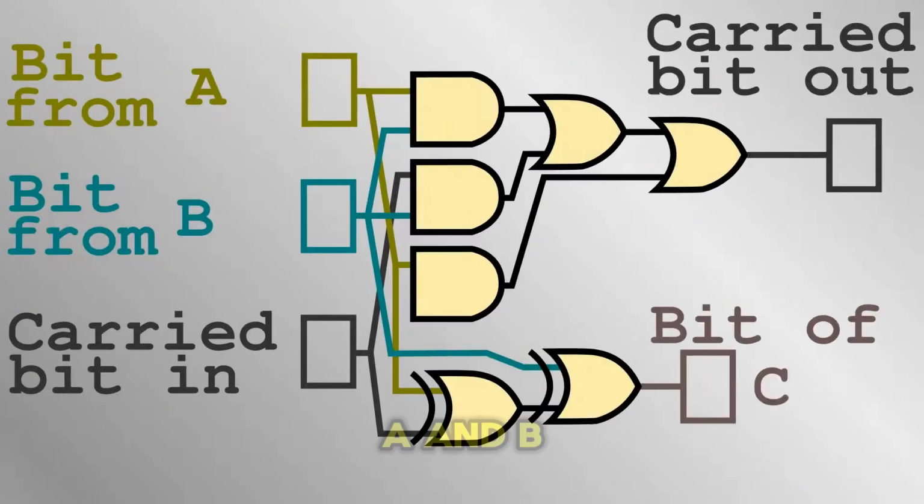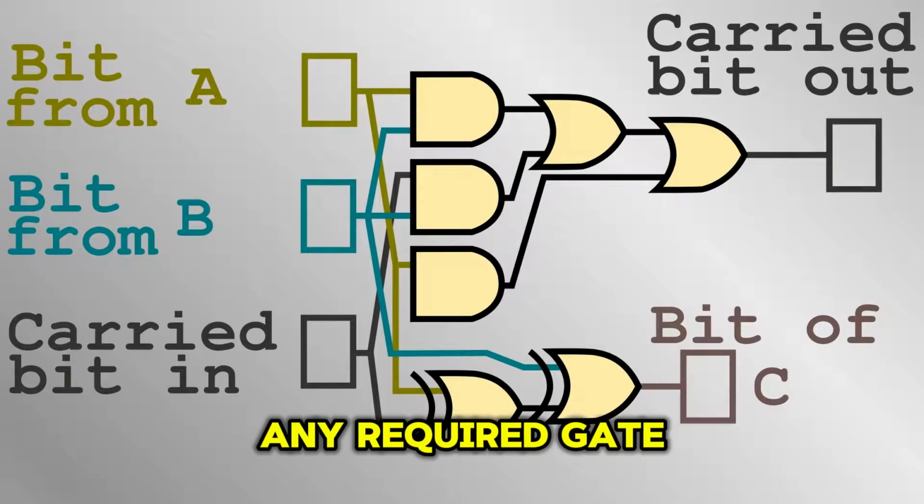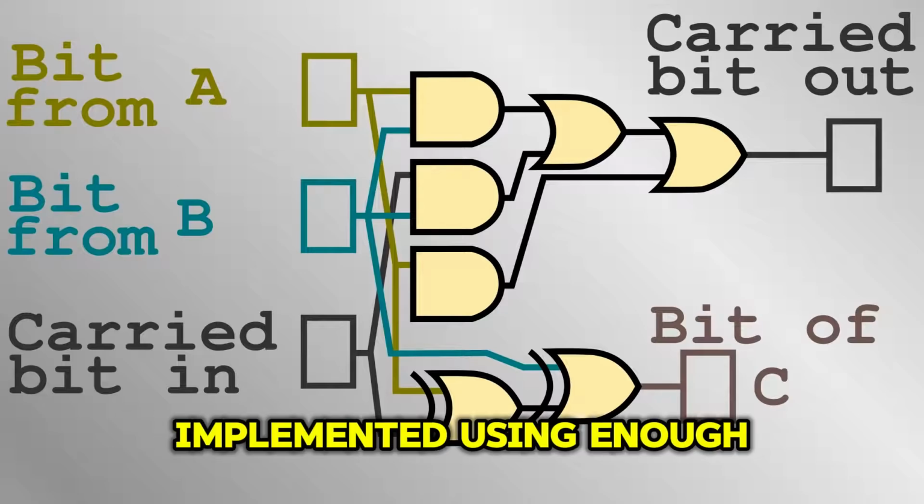When adding numbers A and B larger than 1 bit, things get more complicated with 3 input gates because there is now a bit from A, a bit from B, and a carried bit. As I said in the previous section, NAND gates are universal, meaning that any required gate network can be implemented using enough of them.